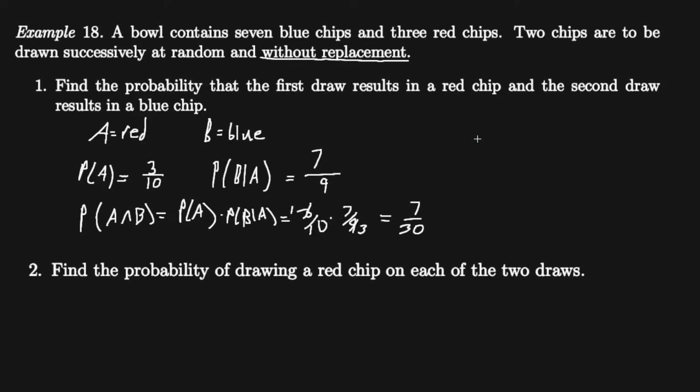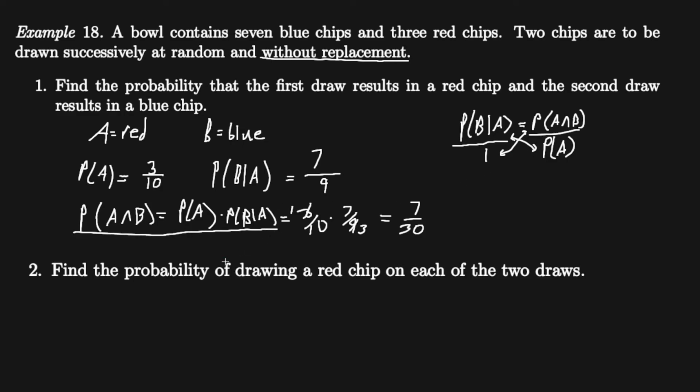This is basically the same thing as the conditional probability, where the probability of B given A is equal to the probability of A and B all over the probability of A. If you cross multiply them, we would get pretty much this right here. So this is called the multiplication rule.